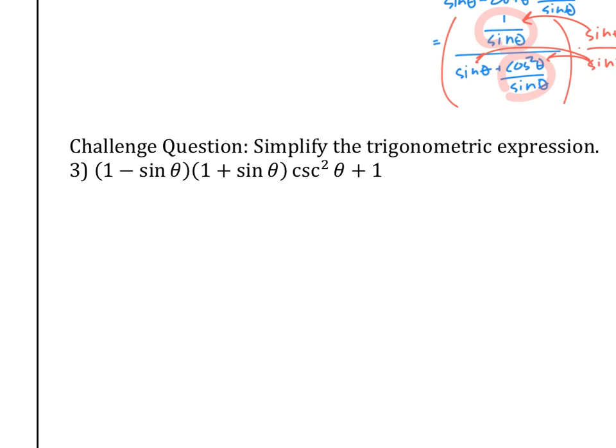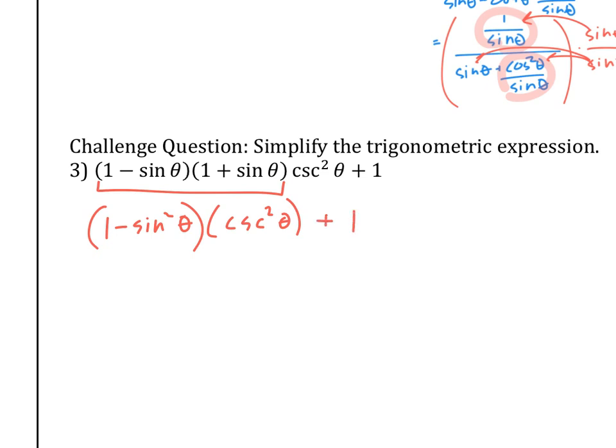All right, so let's go ahead and solve this. This part becomes 1 minus sine squared. So if you want to remember, this is a minus b times a plus b, which becomes a squared minus b squared, times cosecant squared plus 1. Please remember that this is not multiplied by another binomial. Cosecant is being multiplied to those two other things and then a plus 1.